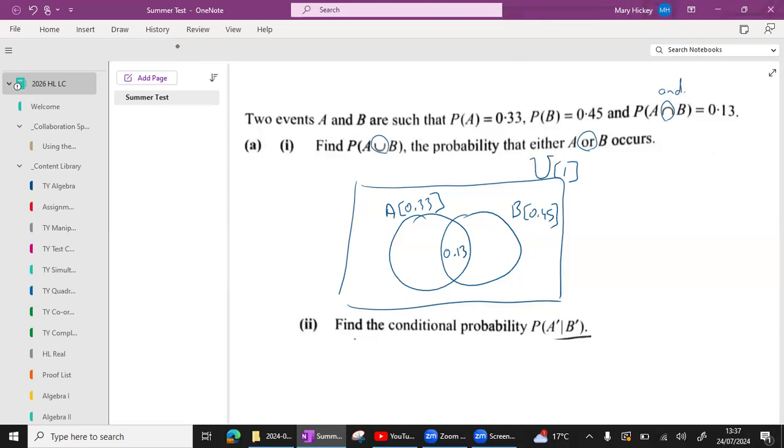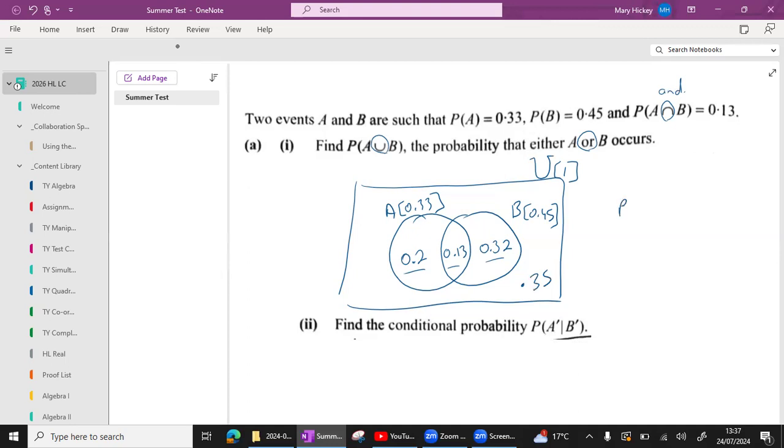So all we have to do is take away the 0.13 from the 0.33 to get the A only, the moon shape here, the A only. So that's 0.2. Then after we do that, we do the same over here. We take the 0.13 away from 0.45, and that gives us 0.32. Now, when I add this and this together, I get 0.65. So that leaves 0.35 on the outside. So that's my Venn diagram done.